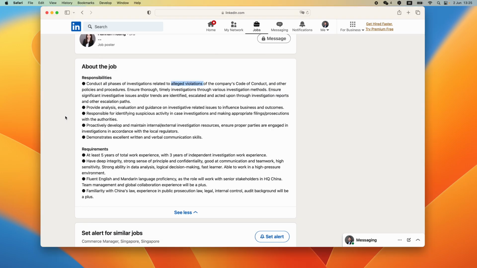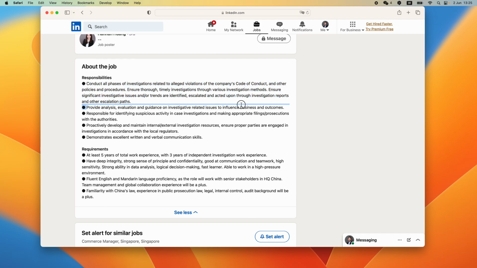Alleged violations of the company's code of conduct and other policies and procedures. Ensure thorough, timely investigation through various investigation methods. Ensure significant investigative issues and or trends are identified, escalated and acted upon through investigation reports and other escalation paths. Okay, this is the first sentence.